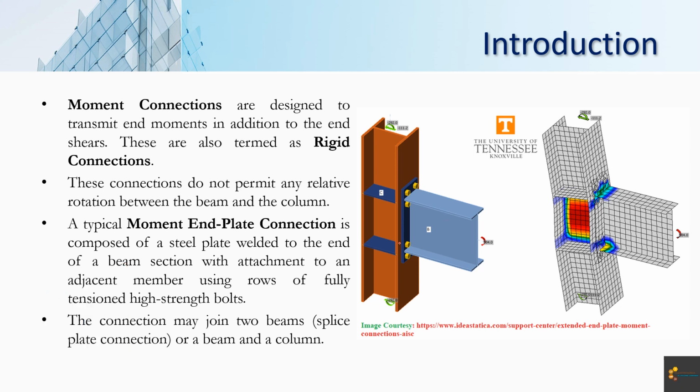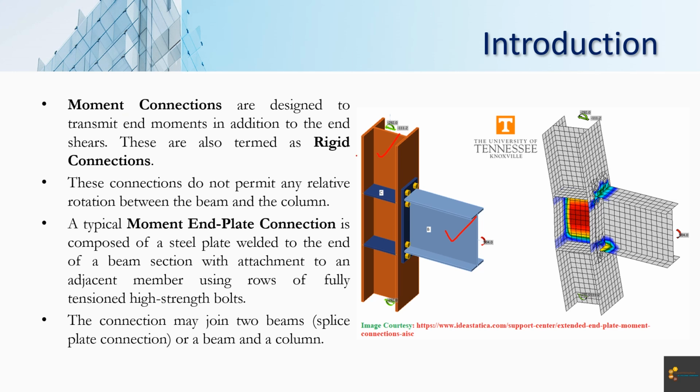In the diagram here, you can see the type of connection that we will be designing today. Here you can see an I-section column is attached to an I-section beam using a plate, and that plate is connected using some bolts here. So this is the moment type connection or moment end plate connection whose design we will be learning today.